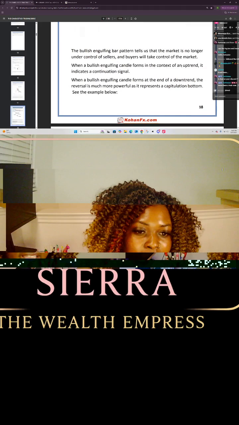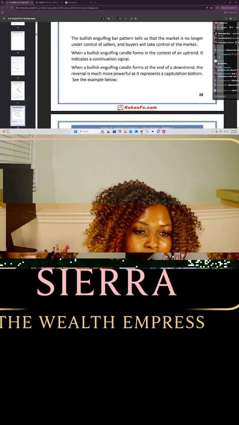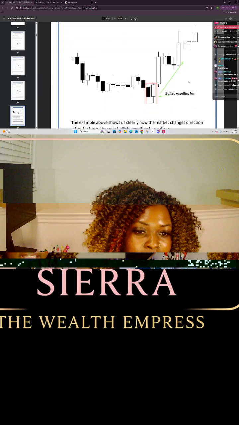The bullish engulfing bar pattern tells us that the market is no longer under control of sellers and buyers will take control of the market. When a bullish engulfing candle forms in the context of an uptrend, it indicates a continuation signal. When a bullish engulfing candle forms at the end of a downtrend, the reversal is much more powerful as it represents a catapult bottom. See the example below. Okay, so it's saying we have a downtrend, and then we have a bullish engulfing, and then price goes up.